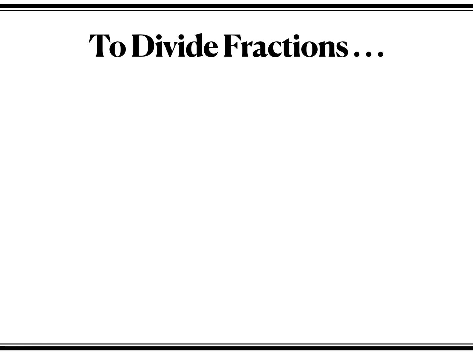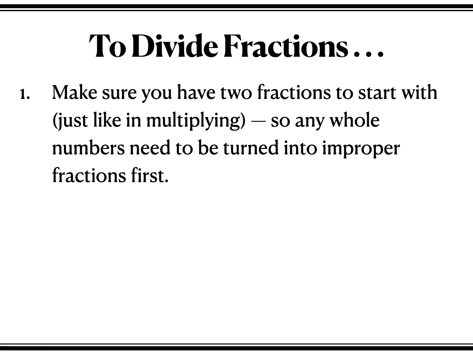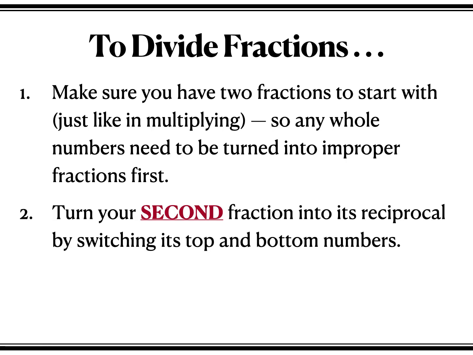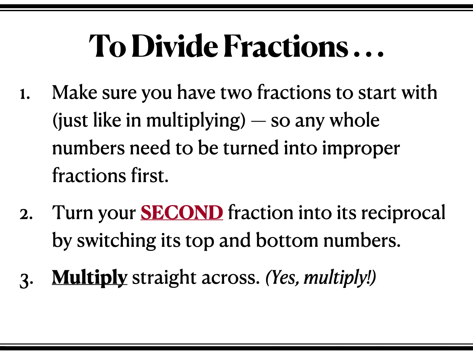To divide fractions, make sure you have 2 fractions to start with, just like in multiplying. So if you have any whole numbers, you've got to turn them into improper fractions first. Any mixed numbers, turn them into improper fractions. Now, this next step is important. Turn your second fraction, not the first one, the second fraction, into its reciprocal by switching its top and bottom numbers. Don't do anything to your first fraction. You're then going to multiply straight across. Yes, I said multiply. And then you'll simplify if needed.